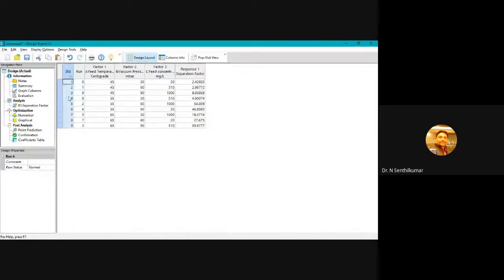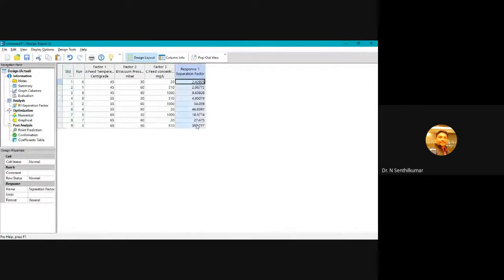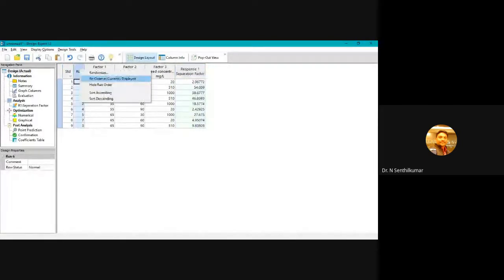But why are we going with this run order? That is, it is being randomized. The purpose of randomization is to reduce the experimental errors. So I have to go only with this randomization or run order because it is the randomized one. Okay, sort ascendingly, and then I will go with this. Now I will go with sort ascending.